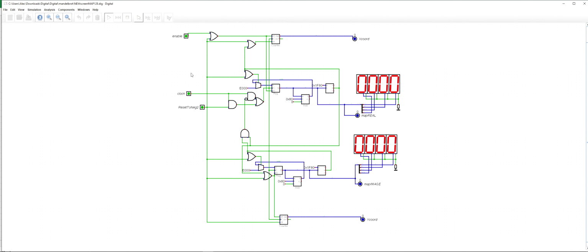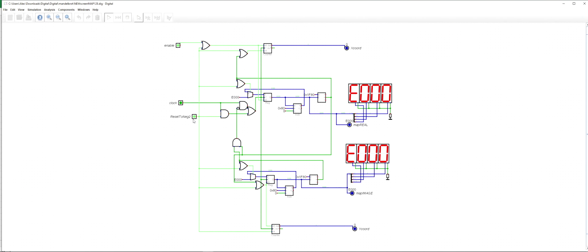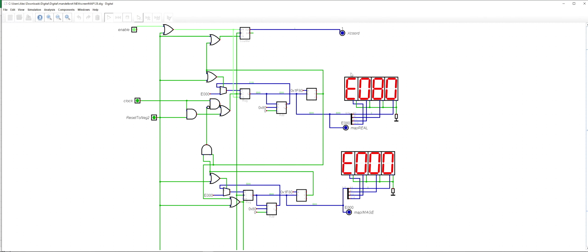So if I start the circuit here, enable it, reset to -2 and clock it, you can see that we reset both to -2. If I clock this once, you can see that we generated the next real address. The imaginary stayed the same, and the x-coordinate went up.